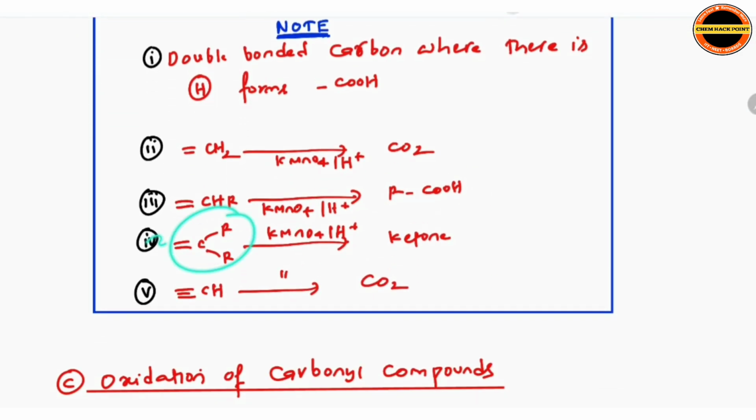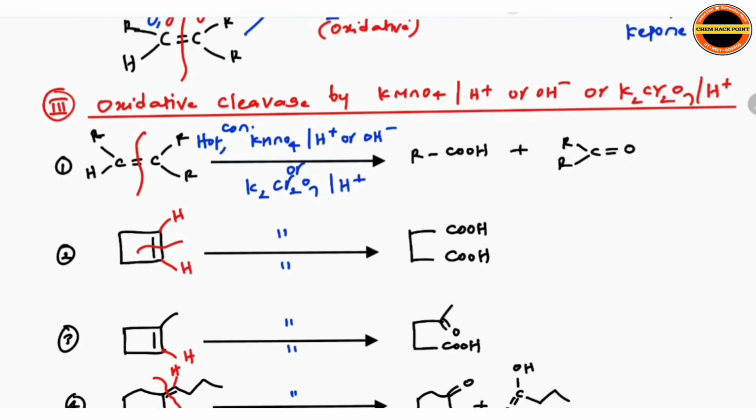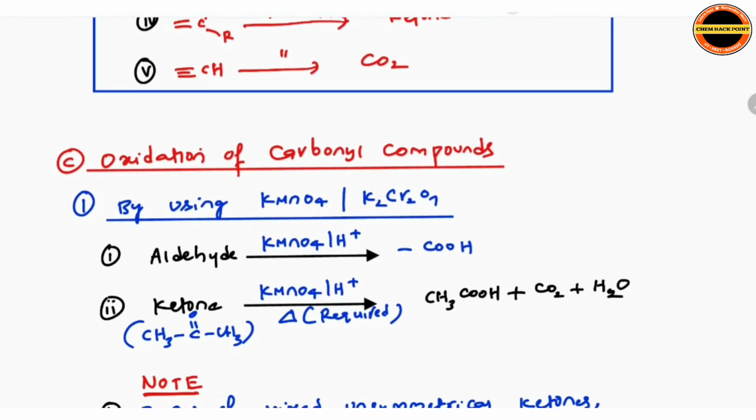Double bond CRR gives a ketone. Double bond CHR, like RCHR, gives a carboxylic acid. That's the general information I wrote. Triple bond CH, CO2 you have to write. Remember the combinations.